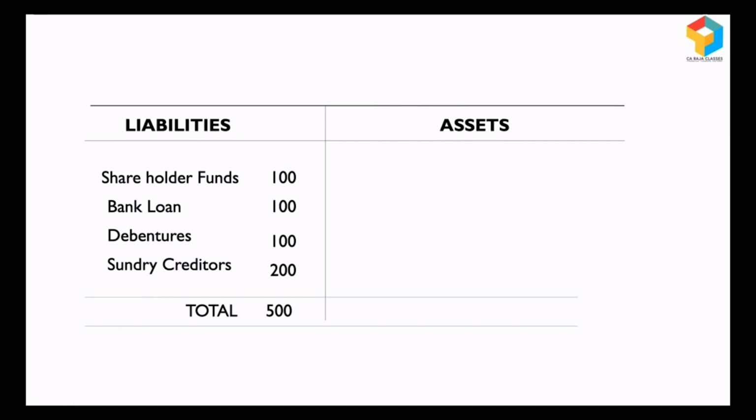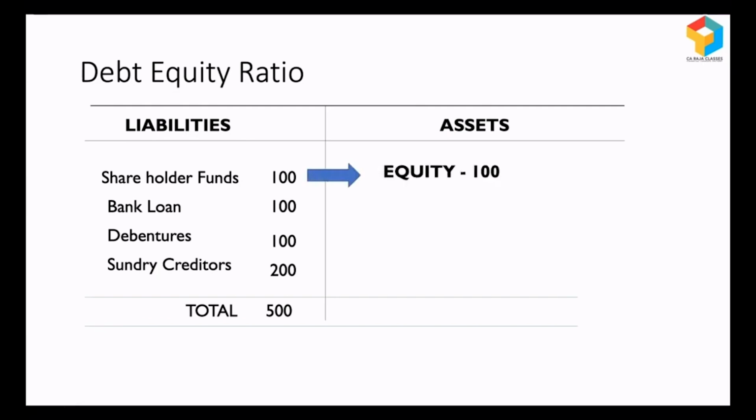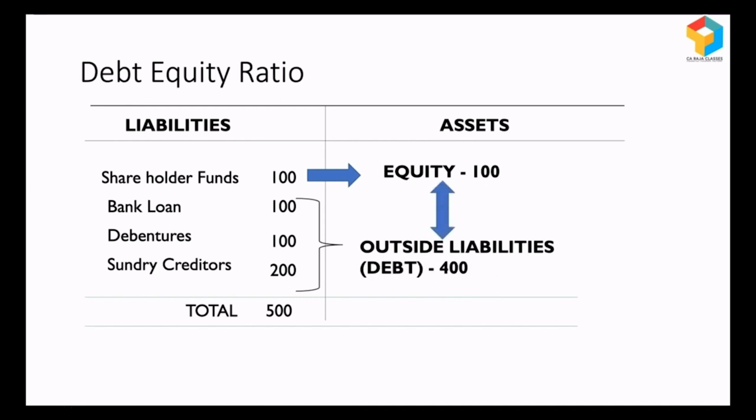Now let us not look at the asset side because our focus is on the debt equity, that is outside liabilities and equity. So what we have to do now is compare the debt with equity. What is equity? Equity is basically the owner's money, which is 100 million, and debt in this case is outsiders' money: bank loan, debentures, sundry creditors, all three put together is debt 400 million. And we have to relate these two so that we can calculate the debt equity ratio.